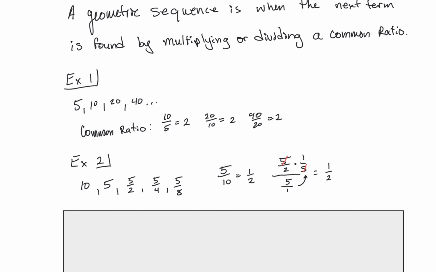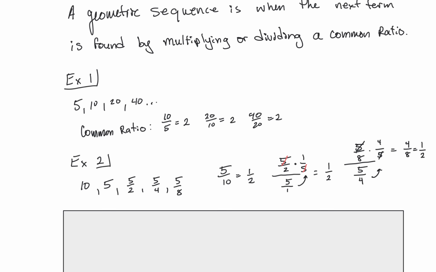If I were to do the same thing again with two other fractions, let's say 5 eighths divided by 5 fourths, we're going to take that denominator and flip it over to be 4 fifths. You're going to cancel that out, and that leaves you with 4 over 8, which reduces to 1 half again. So it doesn't really matter where in the list you do this division, you're going to get that common ratio.